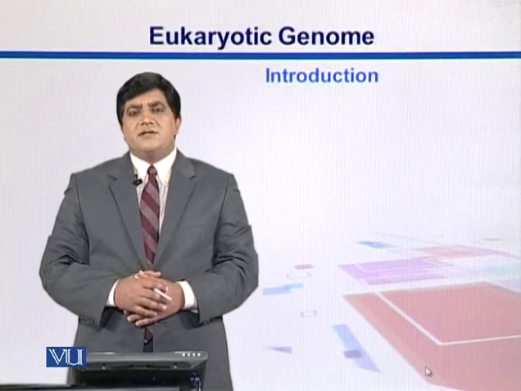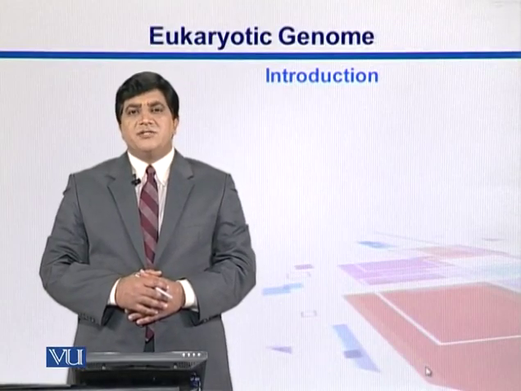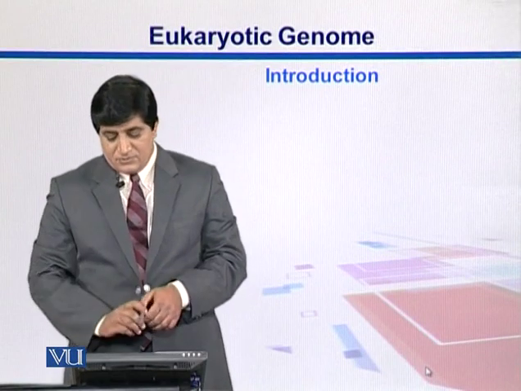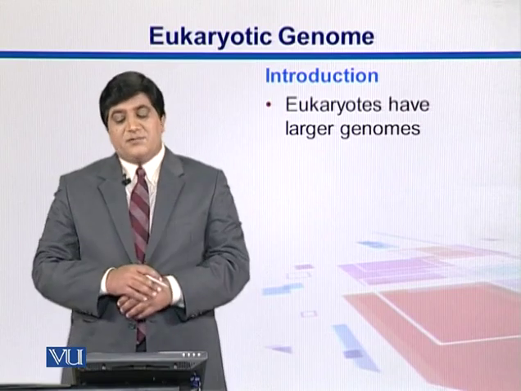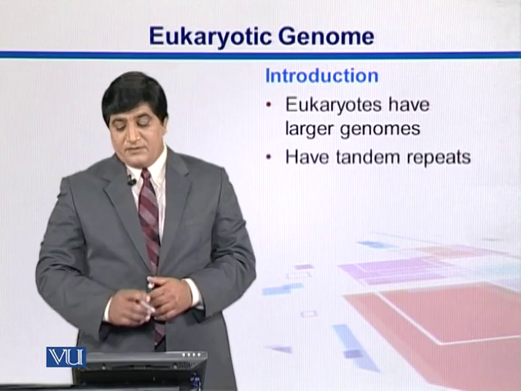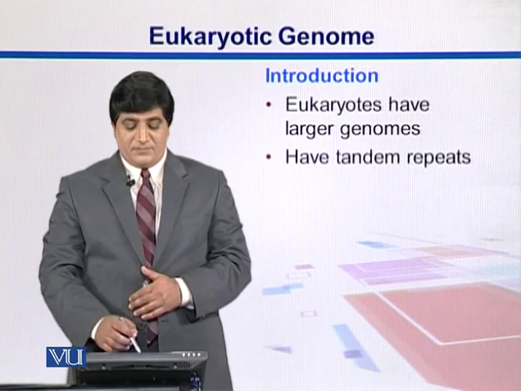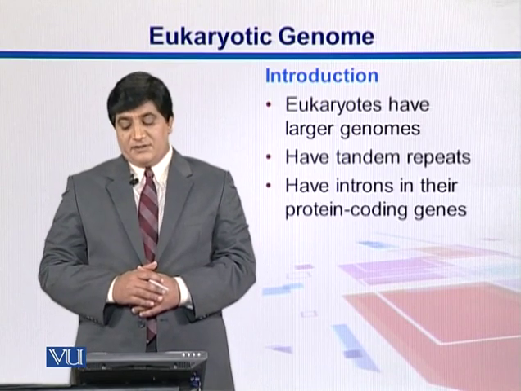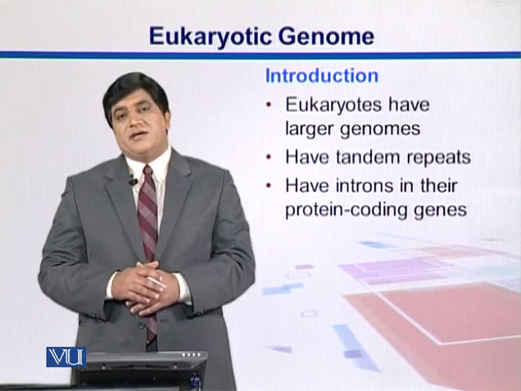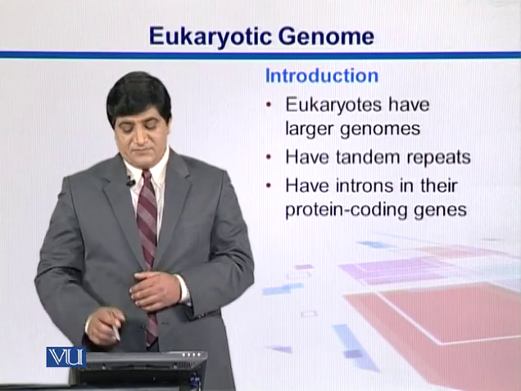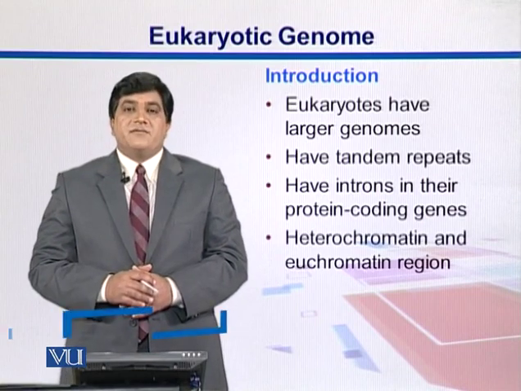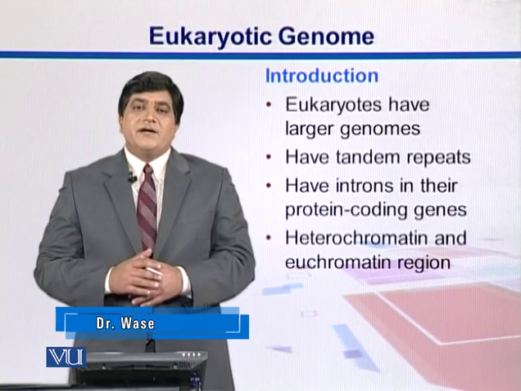So as we have seen, prokaryotes have simple genomes. In comparison, eukaryotes are relatively complicated. Eukaryotes have larger genomes, they have tandem repeats in them, and they have introns, which are in between the exons, the protein coding regions within the genes. So eukaryotes have a little bit more complicated genome.